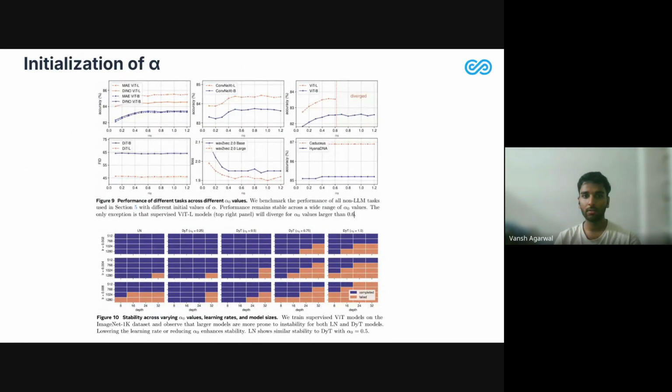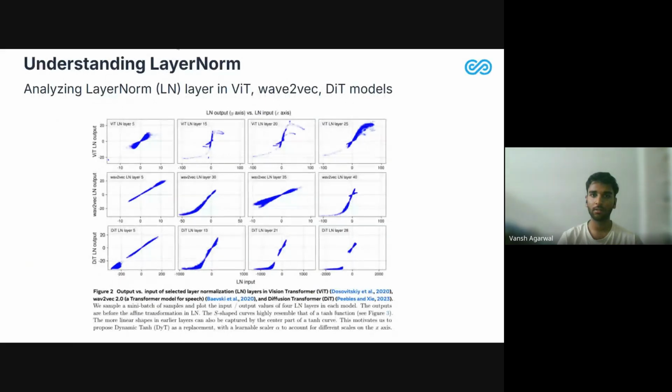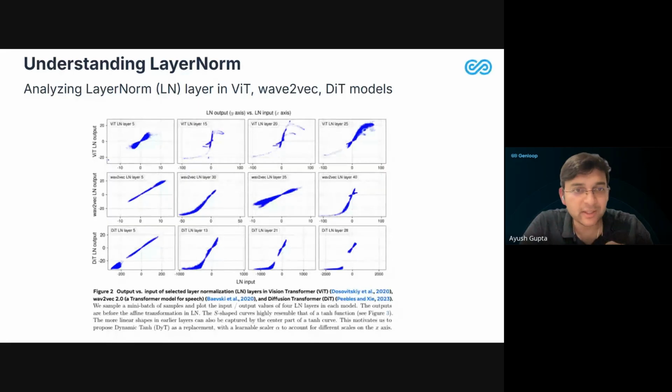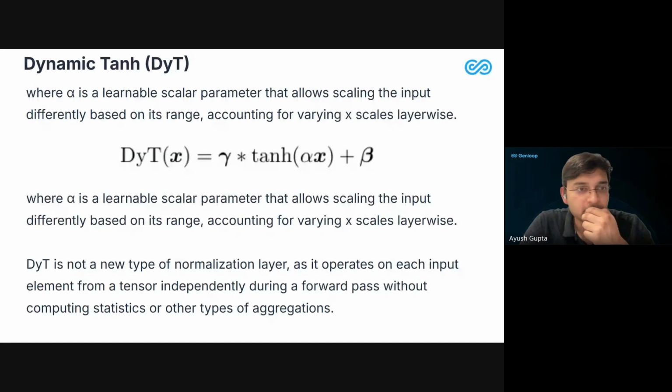Any doubts till now as to how this DyT function works? No, I don't think so. Can you go back to that slide of the formula? The next one. Yeah, this one.